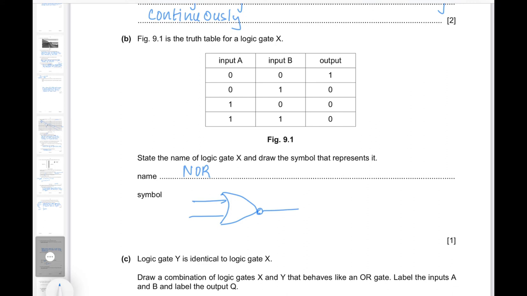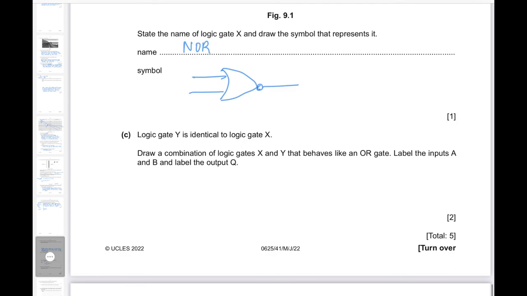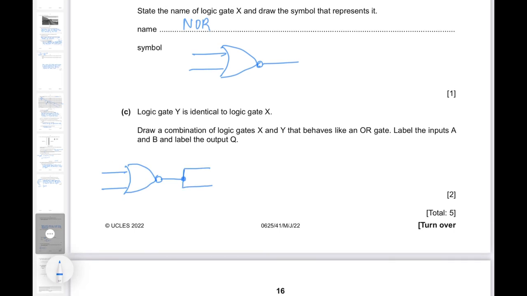C. Logic gate Y is identical to logic gate X. Draw a combination of logic gates X and Y that behaves like an OR gate. Label the inputs A and B and the output Q. So you've got two NOR gates which you need to use to make an OR gate. And this is how you'll connect them. You will connect the output of the first NOR gate to both of the inputs of the second NOR gate.